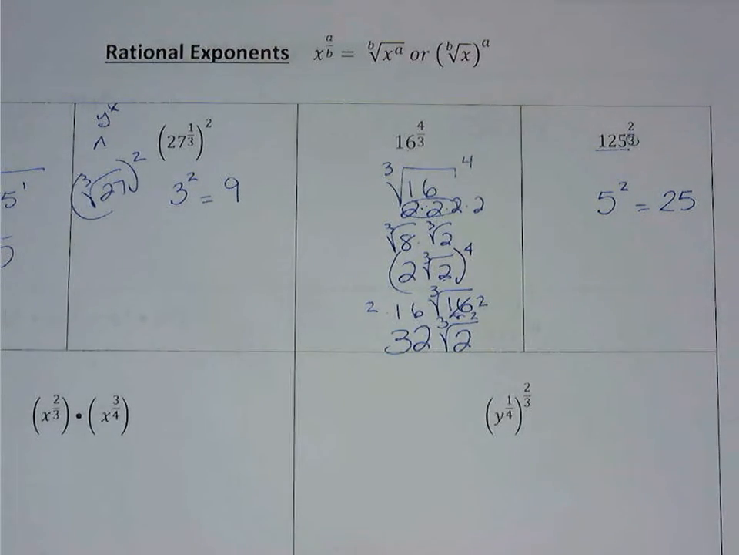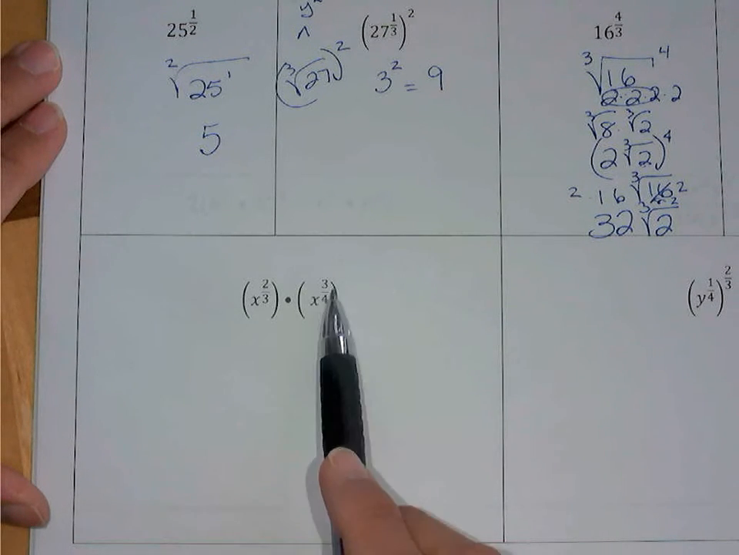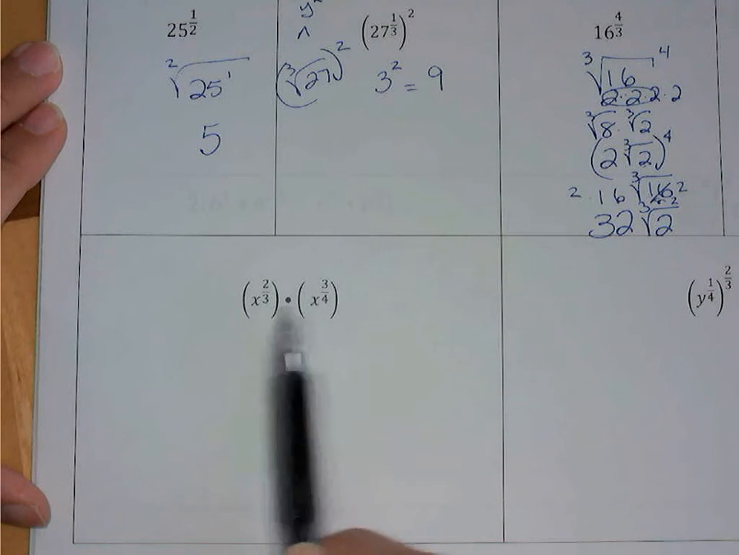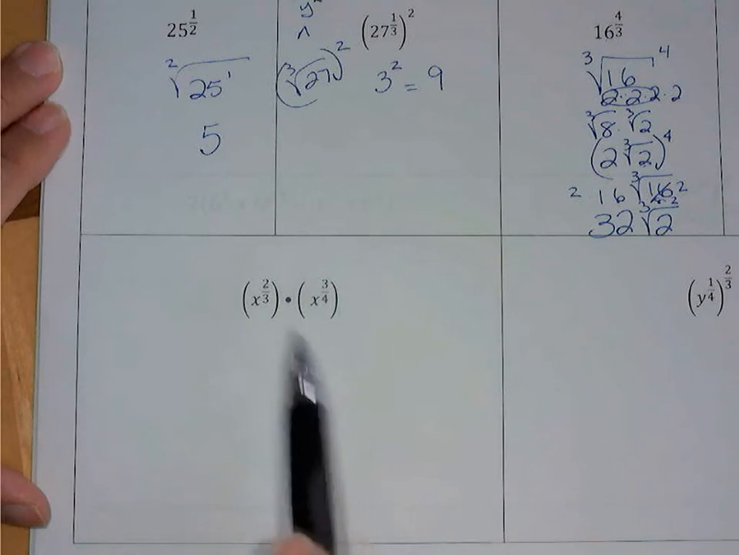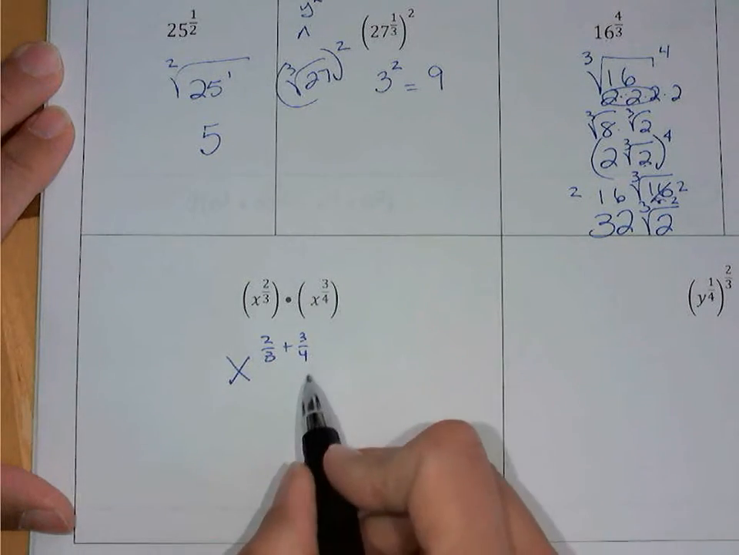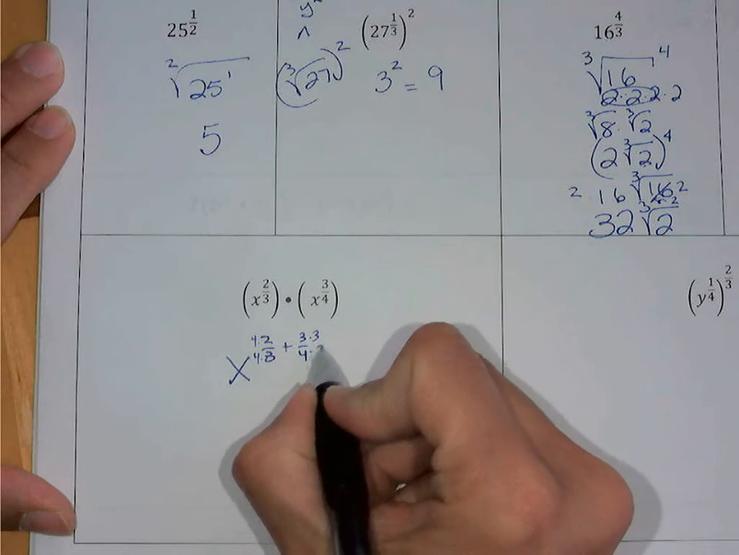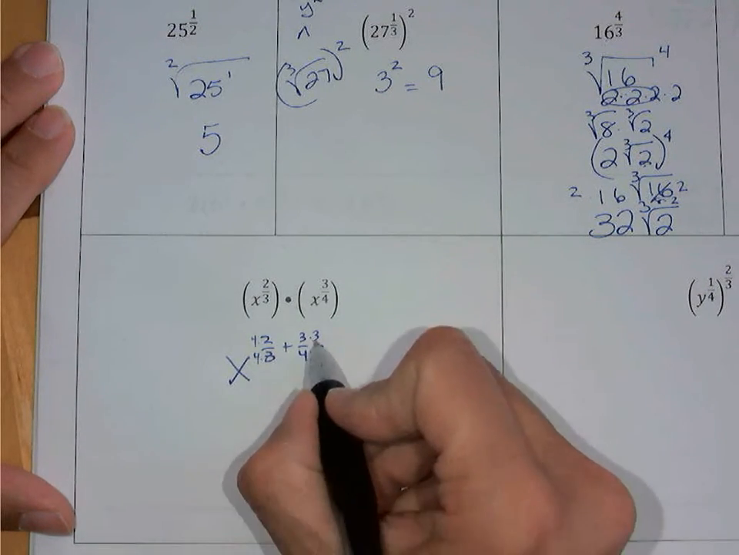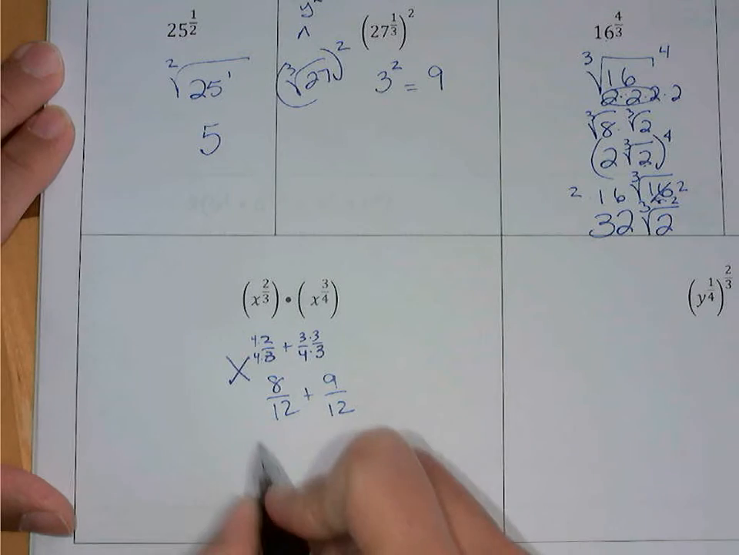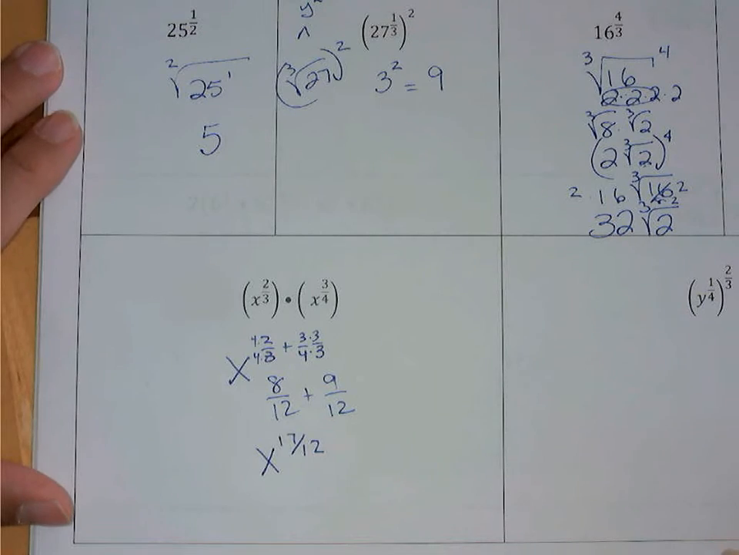And so those were just single numbers, and now we're going to talk a little bit about variables. When you have a variable raised to a rational exponent, you really just remember your exponent rules. When you multiply and the bases are the same, we have x and x, we just simply add our exponents. So that would be x to the 2/3 plus 3/4. And of course we need a common denominator, which would be 12, so we multiply by 4 over 4 on the first one and 3 over 3 on the second one. So we'd be left with 8/12 plus 9/12. And 8 plus 9 is 17, so we end up with x to the 17/12.